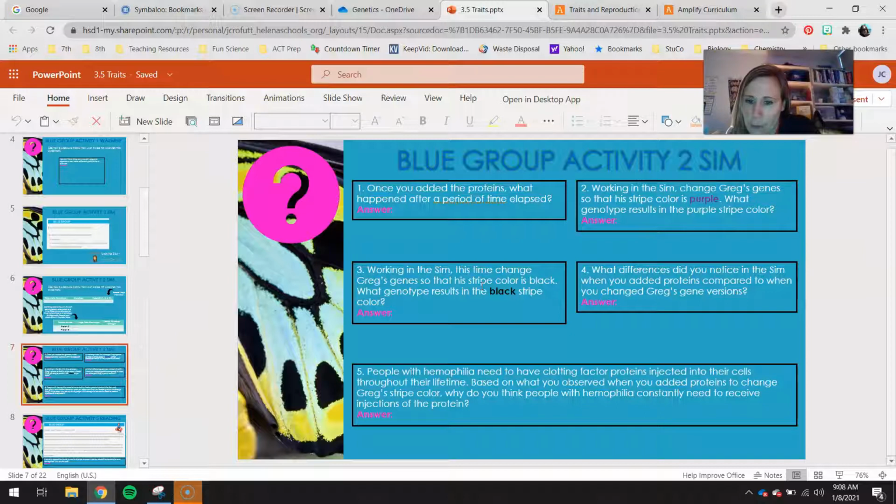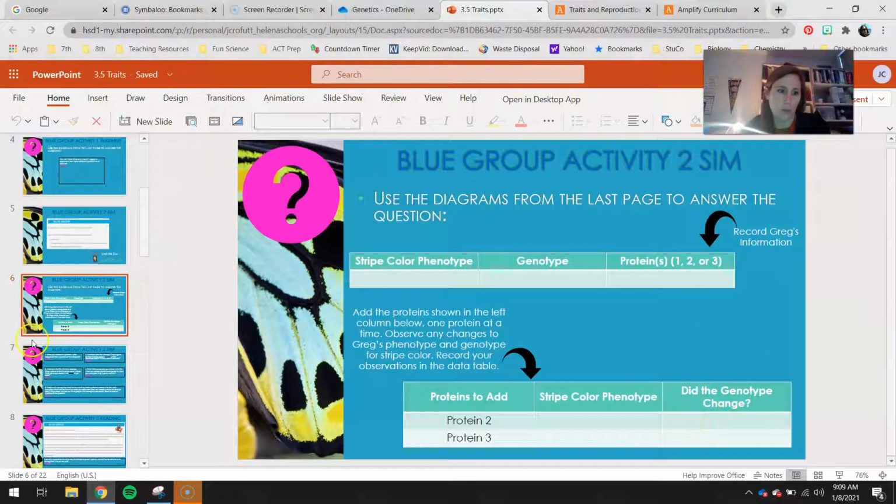Finally, question 4 and 5, what difference did you notice in the sim when you added proteins? So the last time you guys added either protein 2 or 3, compared to where you guys are changing the gene versions in questions 2 or 3. Okay, so what differences did you guys notice? Think about that last table and mainly this question that you had to ask yourself.